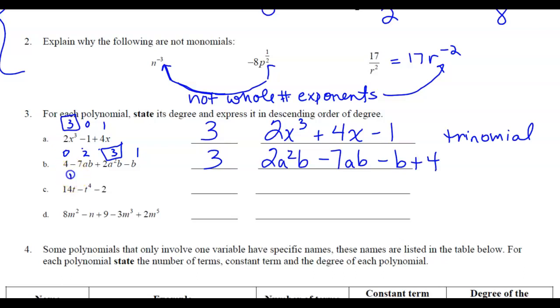This one, degree 1, degree 4, degree 0. So overall that has degree 4. It's 3 terms, so not that you were asked, but it is a trinomial. Okay, and then in descending order of degree, obviously the 4 is the winner. So negative t to the 4th plus 14t minus 2. Constant term goes at the end.